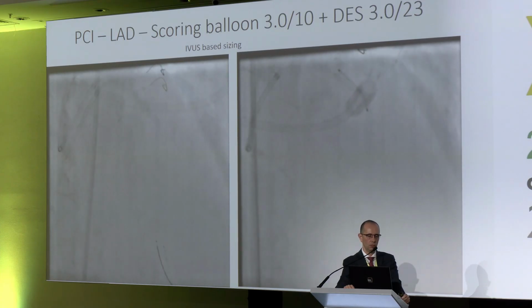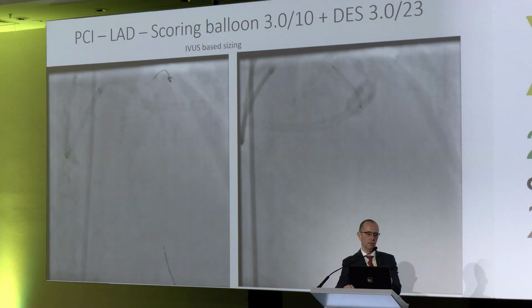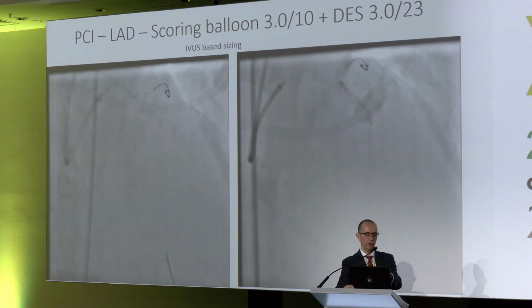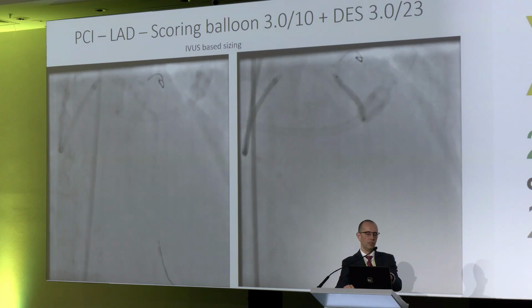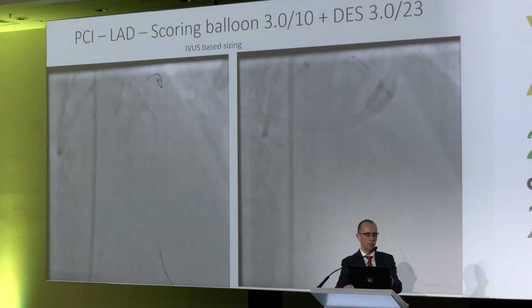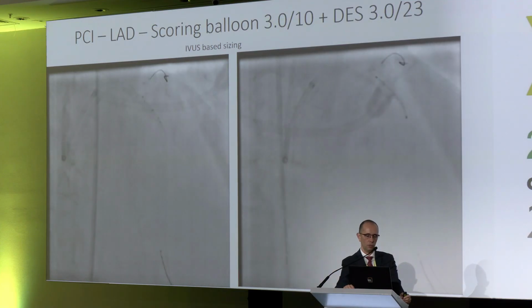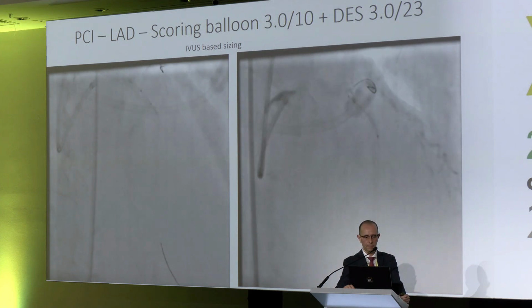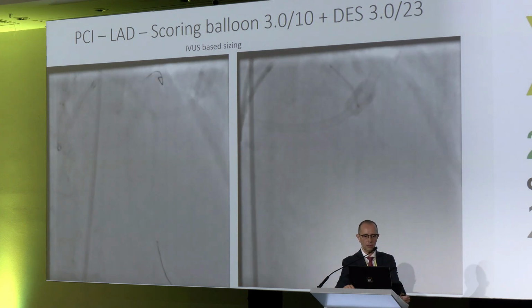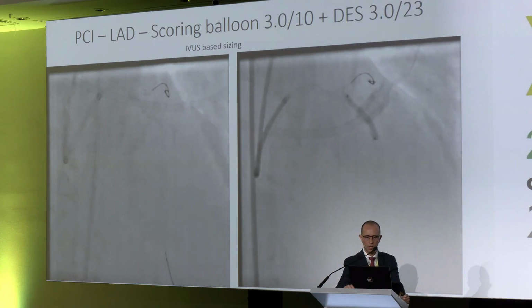After that, as I told you, our strategy first was to put only DCBs, but after predilatation with the scoring balloon, I don't have the image, we only give a very little amount of contrast, but you can see just before the implantation of the stent there is a very big dissection after the scoring balloon in the proximal part of the LAD. So we had to put a stent. The stent was 3.0 by 23, based on the IVUS that we did just after the rotablation and after the dilatation with the scoring balloon.